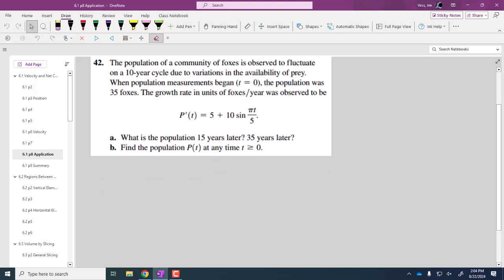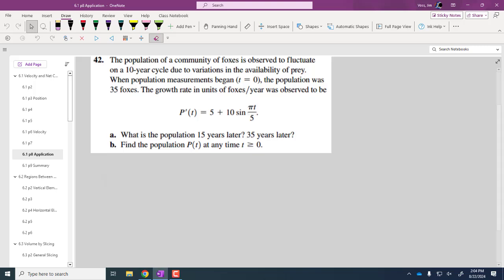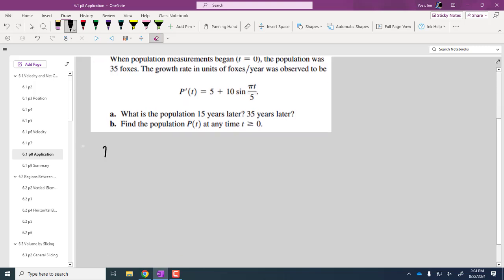Okay, so we've got this fluctuation, 10-year cycle, the variation of prey. We're dealing with foxes. There's the rate of change. So let's start with that. So the future population, let me say one other thing here. This is kind of backwards in my mind. It says, what's the population 15 years later? And then it tells us to find P of t. The natural thing would be take your derivative, find P of t, and if you want the population 15 years later, what do you do once you have P of t? Plug in 15. Right? If we build the function first, if we build P of t, then we plug in 15, and that will tell us the population 15 years into the future.